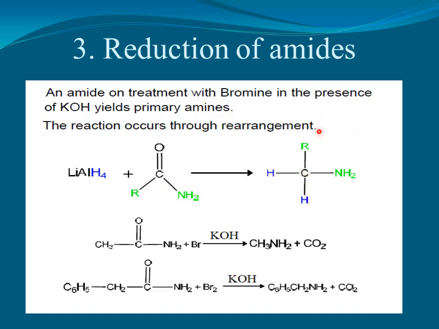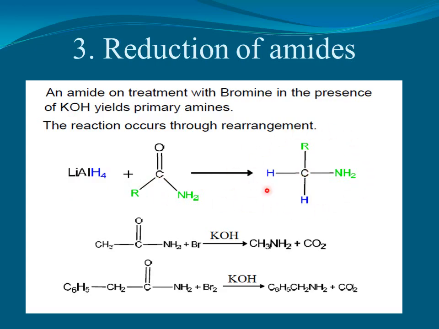And in this way we are going to get an amine. Similarly, this is an amide. If we are using potassium hydroxide and bromine, it is also going to convert it into a primary amine. This carbon is going to get converted into carbon dioxide, giving CH3NH2. Now students, one carbon less amine is going to be produced when we are using bromine in the presence of potassium hydroxide. But when we are using lithium aluminium hydride, you will have the same number of carbon atoms in the primary amine. This is a very important point to remember.